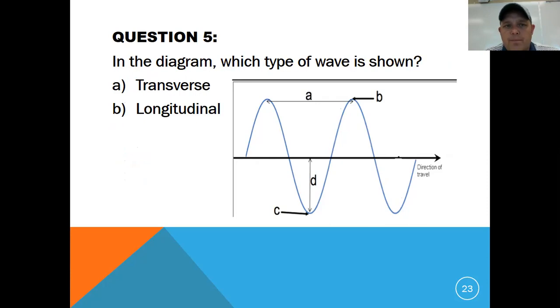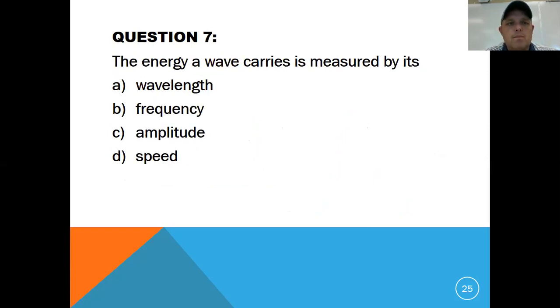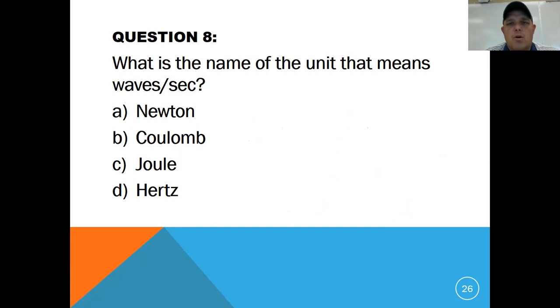What type of wave is this? Longitudinal or transverse? What's the difference between those? If you need to, scroll back in the video and look at the two types. Question number 6. Question number 7. Question number 8. Hint on this one, this is frequency.